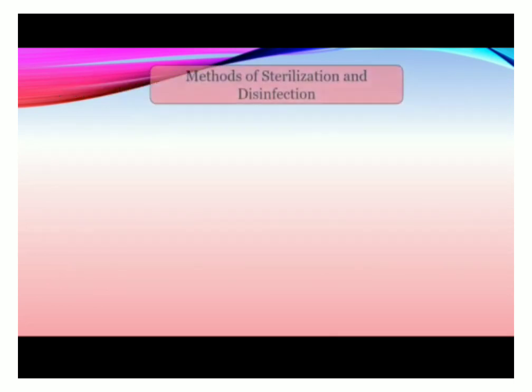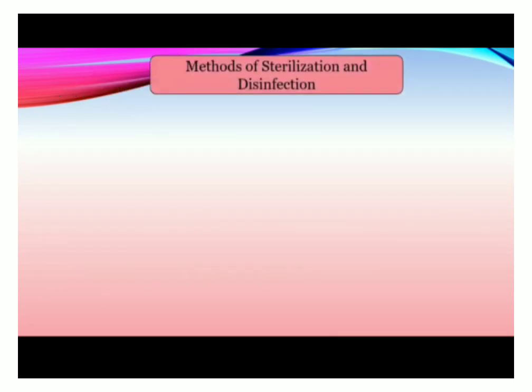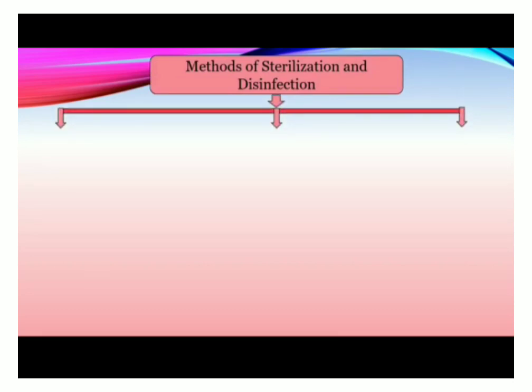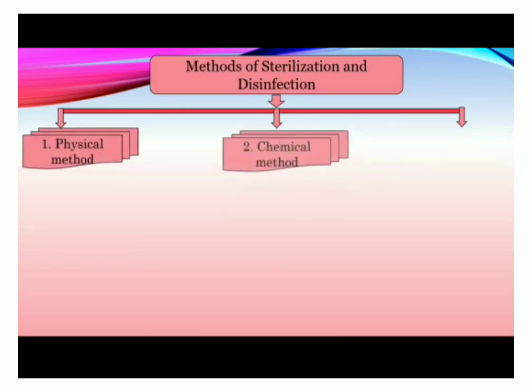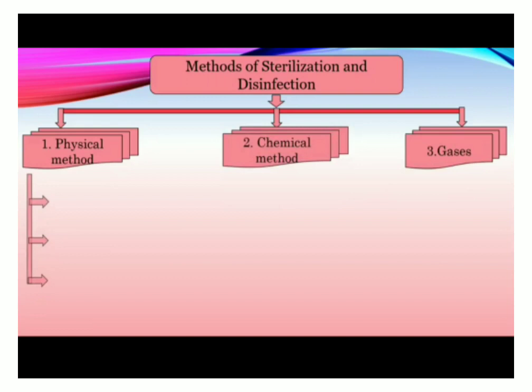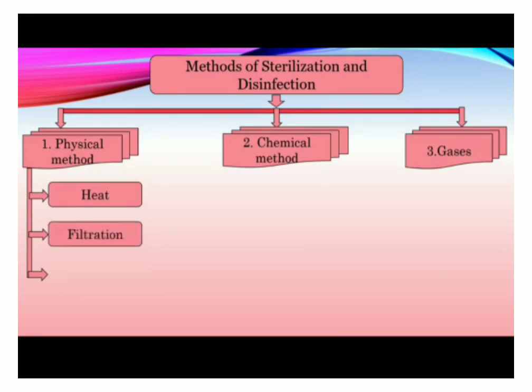Now let's see methods of sterilization and disinfection. Basically, there are three methods: first is the physical method, second is the chemical method, and third is the gaseous method. In the physical method, three sub-methods are used. First one is heat. With the application of heat, sterilization and disinfection is carried out. Second is filtration and third is radiation.